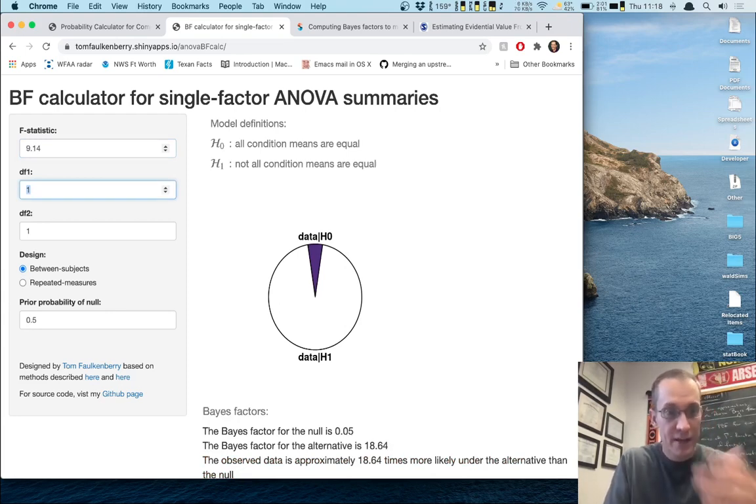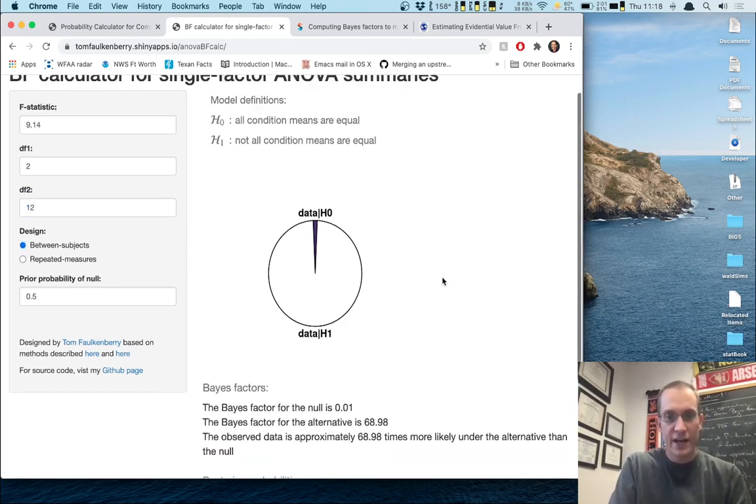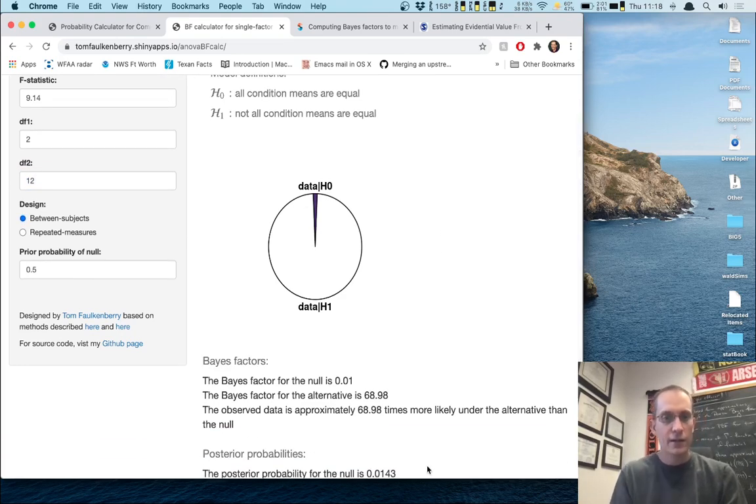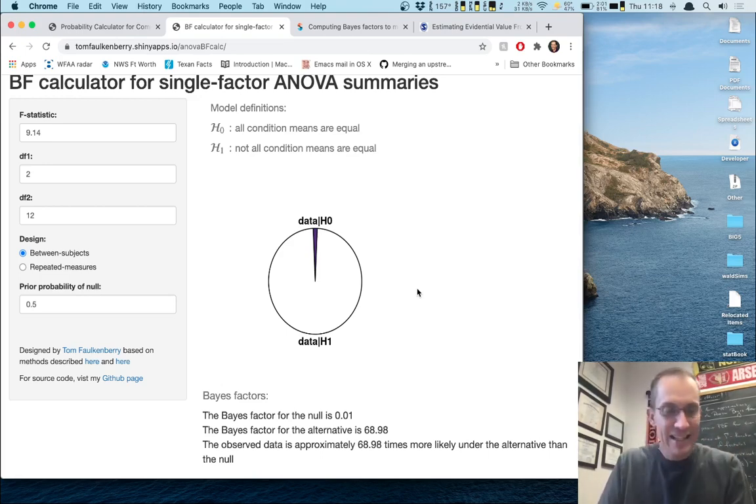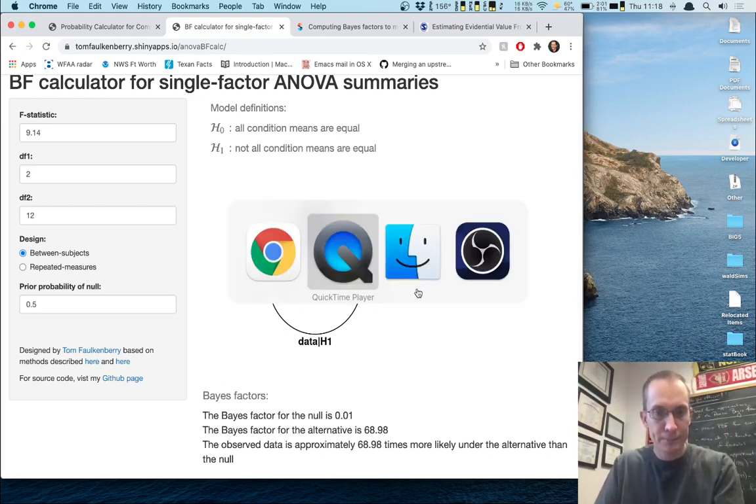And the DF1, that's the numerator degrees of freedom, was 2. And the denominator degrees of freedom was 12. And it's a between subjects design. You can see here we get a Bayes factor of 68.98 for the alternative. So the observed data are almost 70 times more likely under the alternative than the null. Okay? So you can do this sort of partial Bayesian analysis using this calculator.